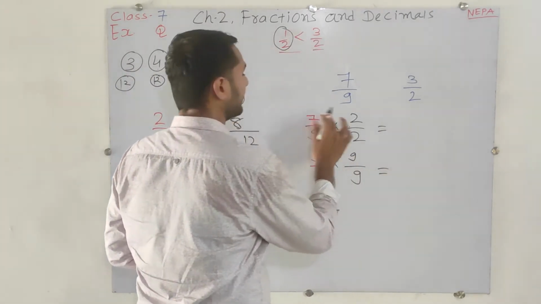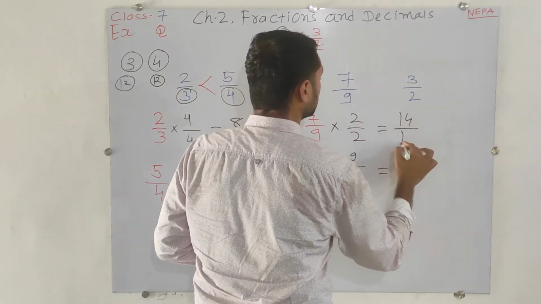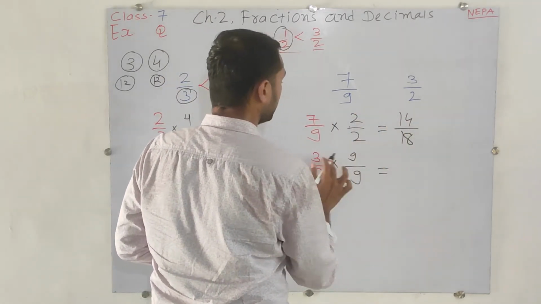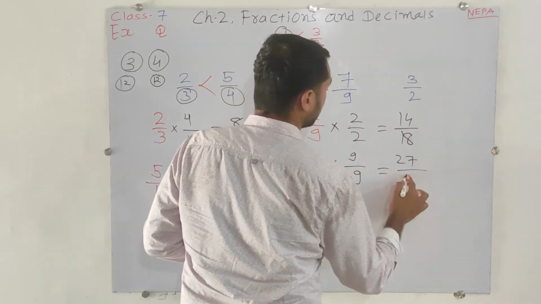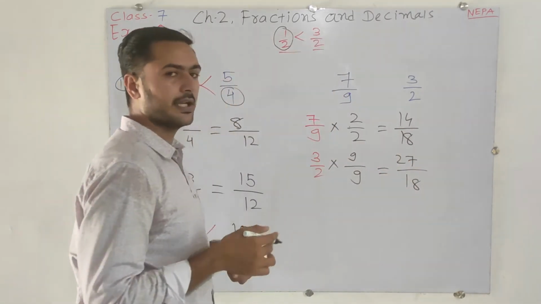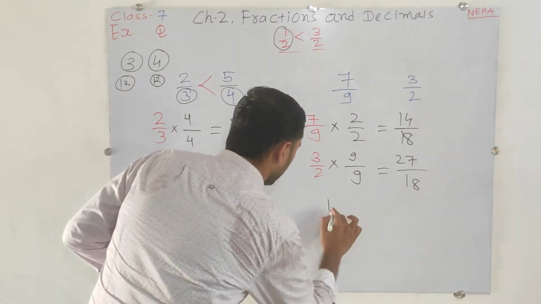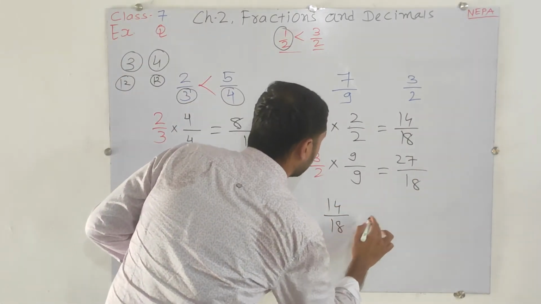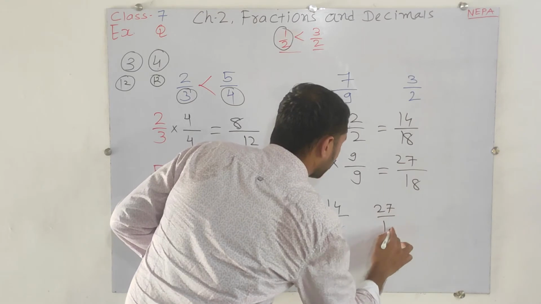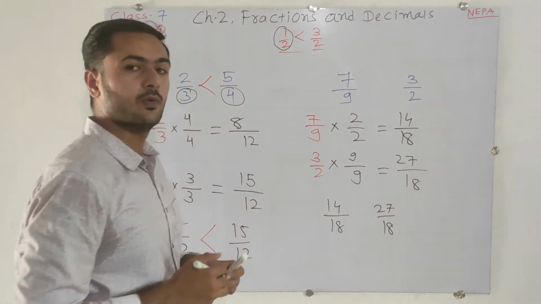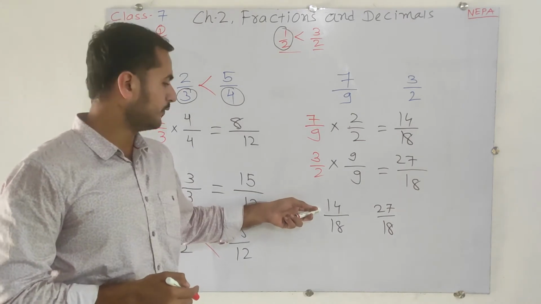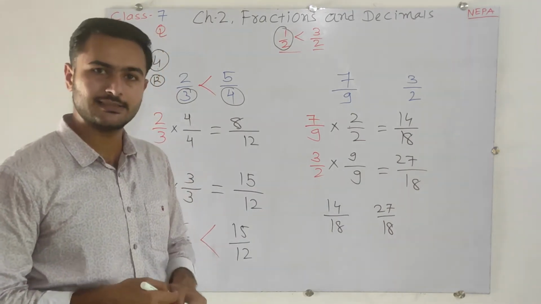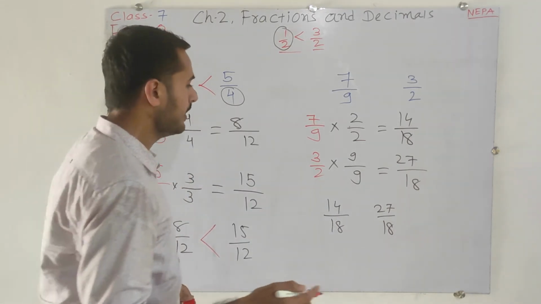Answer will be 7 2s are 14, 9 2s are 18. Now again here 3 9s are 27 and 2 9s are 18. Okay. So here again we have the two numbers, that is 14 upon 18 and 27 upon 18. Now we can compare the numbers. Let's check which is the bigger one, 14 or 27. 14 is the smaller one and 27 is the bigger one.